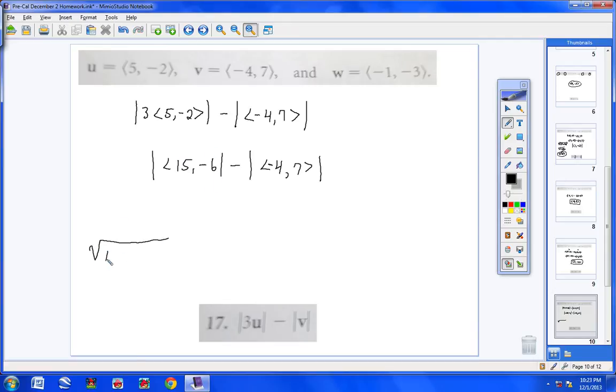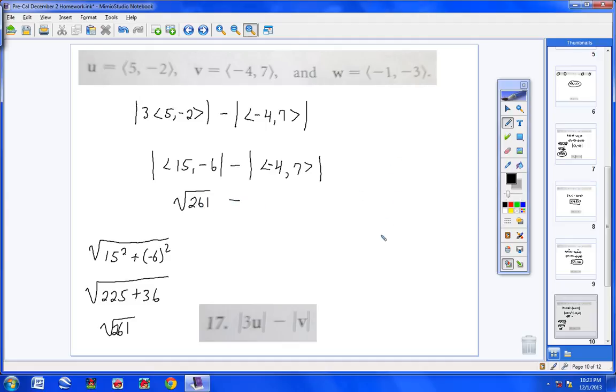I'll do it off to the side right over here. It would be the square root of 15 squared plus negative 6 squared, all right? Well, if we take 15 times 15, we're going to get 225. So we have 225 plus 6 times 6, which is 36. If you add those two together, you will get 261. So the magnitude of this vector here is the square root of 261.